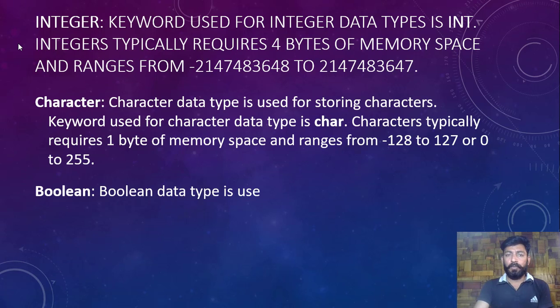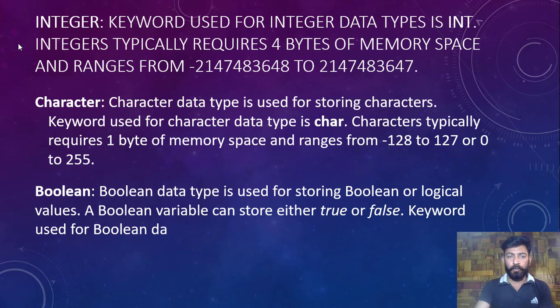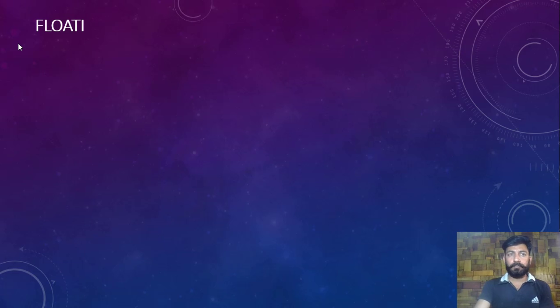Next, Boolean. Boolean data type is used for storing Boolean or logical values. A Boolean variable can store either true or false. Keyword used for Boolean data type is bool. For the Boolean data type, you will use bool in programming, and it is a data type which stores value either true or false. We can say for true it stores 1, for false it stores 0.